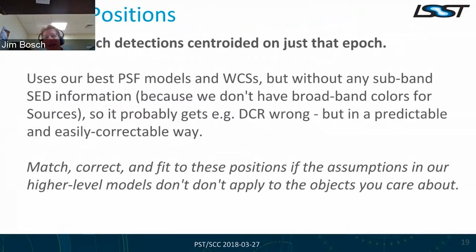But because we don't actually have any subband SED information, because we don't have the broadband colors for the sources, we're probably going to get something like DCR and the other chromatic parts wrong in a predictable and somewhat easily correctable way. As I said, you might still have to do some image processing, or you'll have a first order approximation for what DCR does to the position of an object, which in the case of DCR should be quite accurate actually. So if you don't like the assumptions we've made in the models I'll talk about in the next few slides, you can go back to these source positions, match them, correct the positions based on what you think we did wrong with the PSF and the SEDs, and fit some motion model to these positions if you don't like our assumptions.